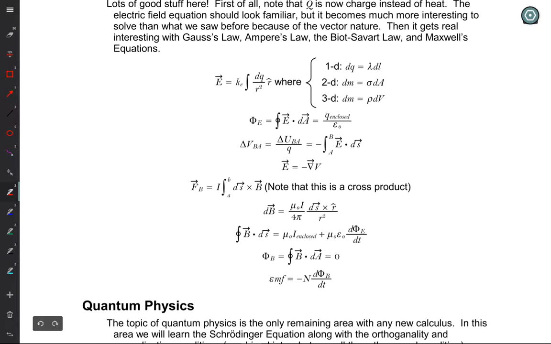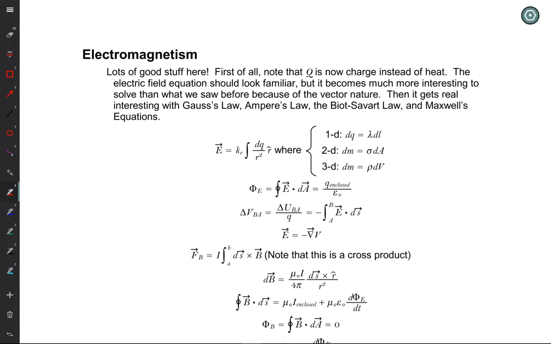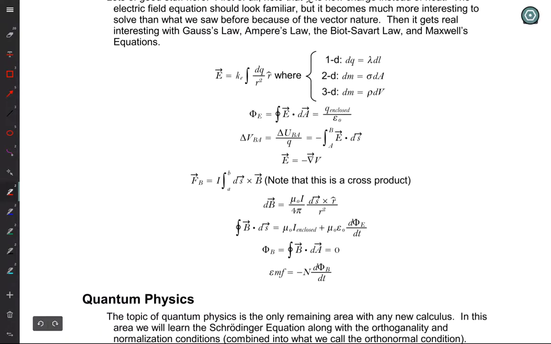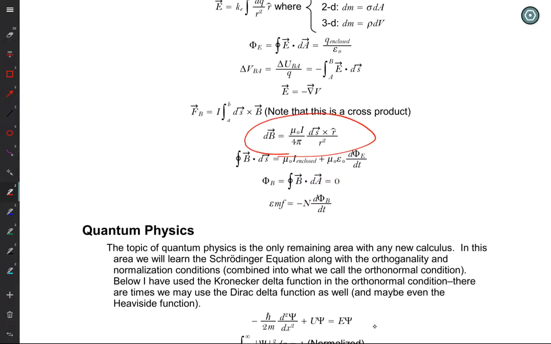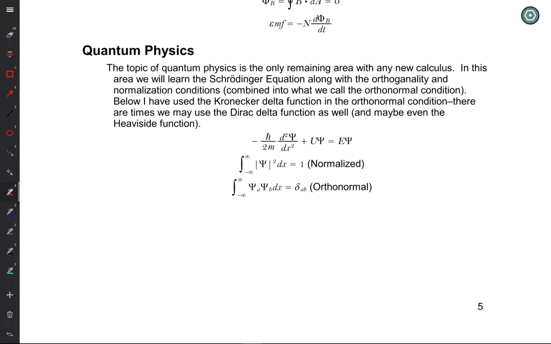And then second semester, so this is second semester here, we'll have electromagnetism, and we'll have crazy old things, line integrals, integral of a cross product for the Biot-Savart law. Yeah, it gets more complicated there. And in quantum physics, we'll have a little more fun stuff here. That's the physics we're going to do.